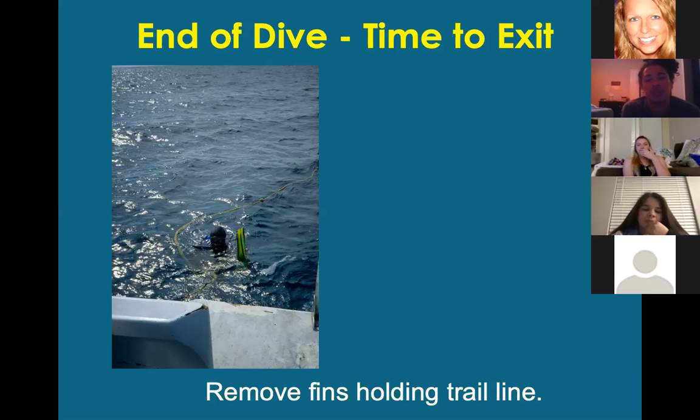And so because there's not a lot of current, we can just go right up to the boat and not really have to hang on to that thing too much. In other places like South Florida, there may be a lot of current and you have to hang on to it and pull yourself along.